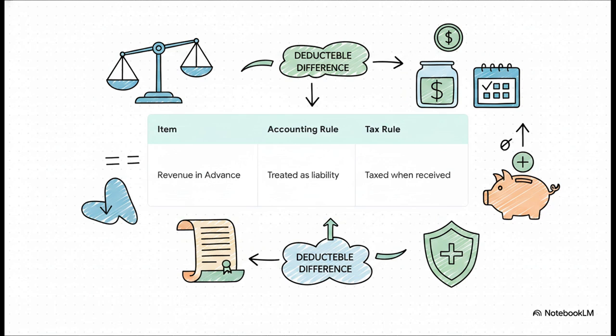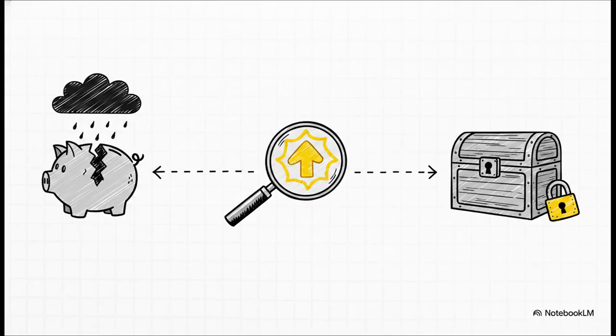But the tax office? They typically tax that cash instantly, the second you receive it. So its tax base drops to zero. Here, your accounting liability is higher than your tax liability, which creates a deductible temporary difference. Because you already paid the tax up front, you get a future benefit, meaning you get to book a deferred tax asset.